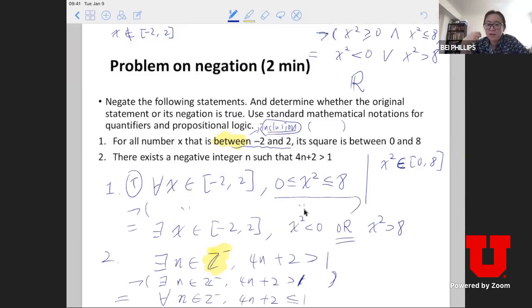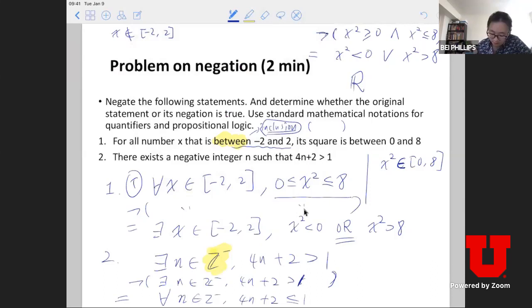Okay. What about the next statement? It says there exists a negative integer n such that 4n plus 2 is bigger than 1. Is the original statement false or true? People in the chat are saying the negation is true.